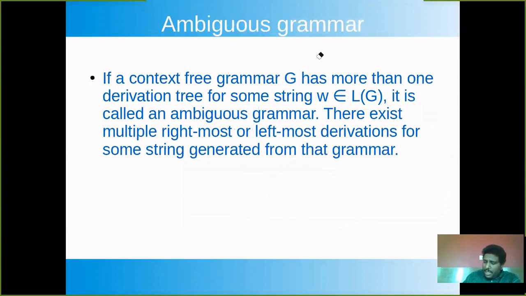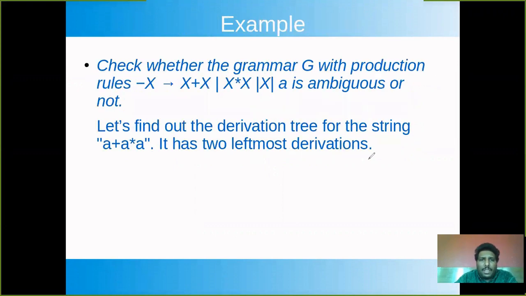Next, ambiguous grammar, which is also an important concept to know. If a context-free grammar G has more than one derivation tree for some string w belonging to the language of the grammar, it is called an ambiguous grammar. If there exist multiple rightmost or leftmost derivations for the same string generated from that grammar, then we call it an ambiguous grammar.